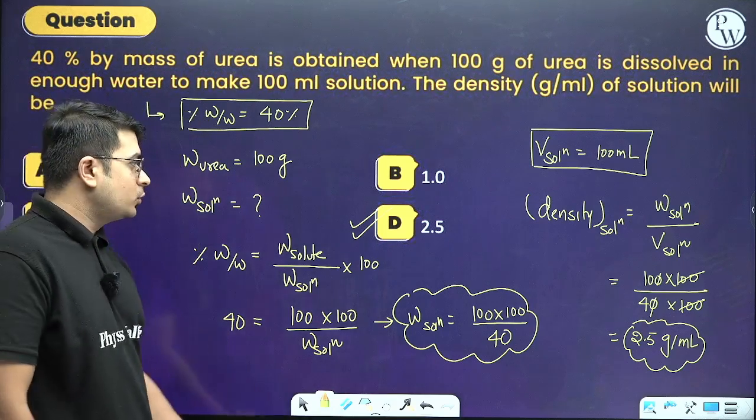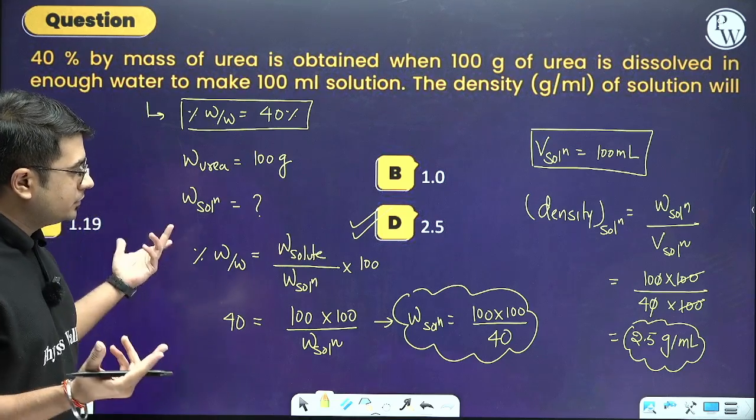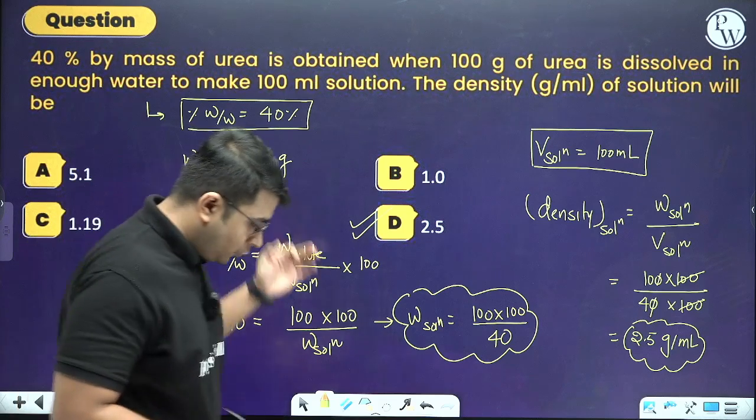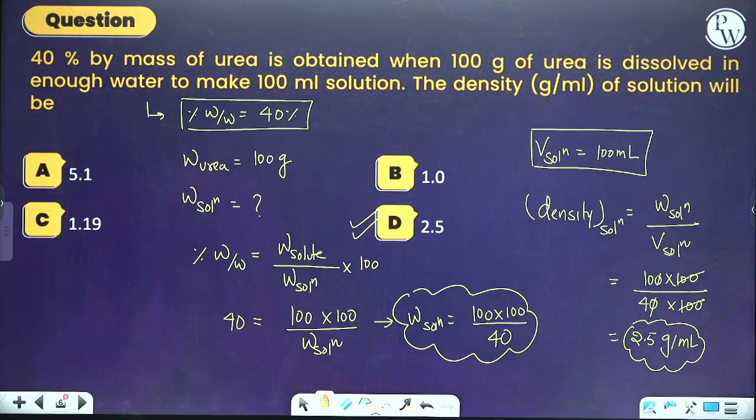Very simple question, just look at it, just understand the calculation, and that's it. Very simple question. From percentage mass by volume, percentage by volume, everything is already given to us.